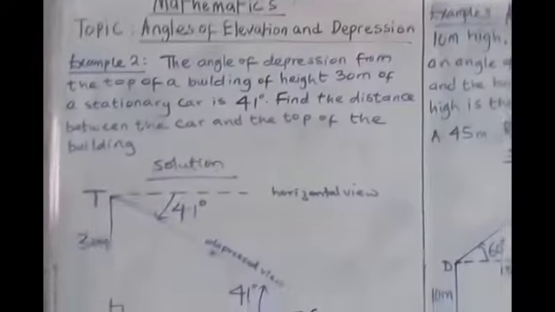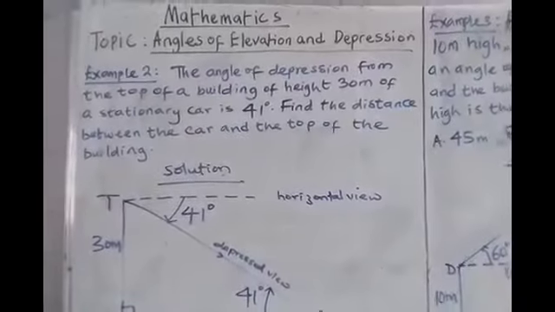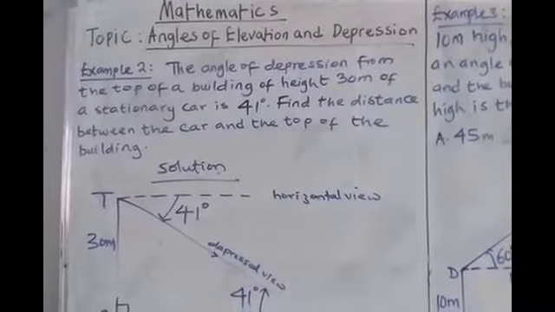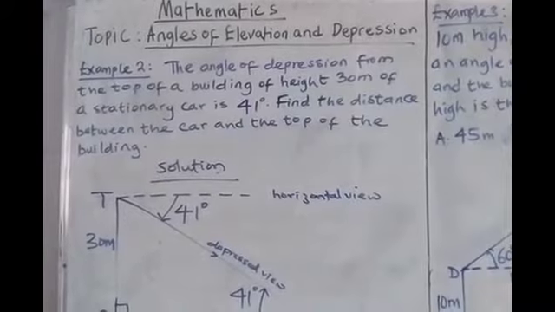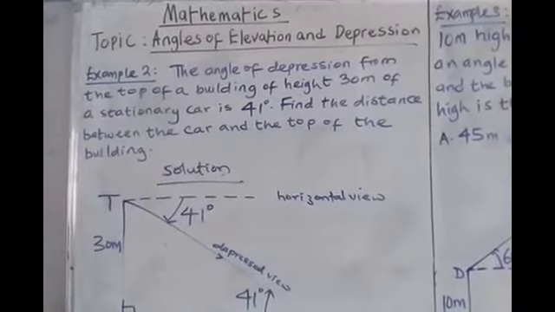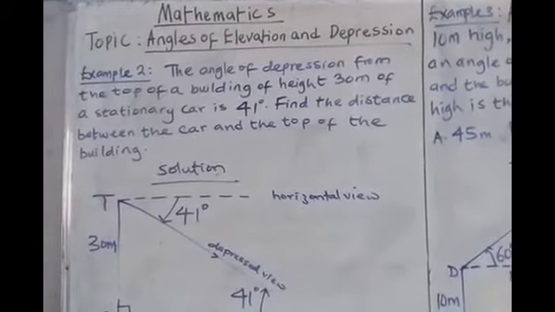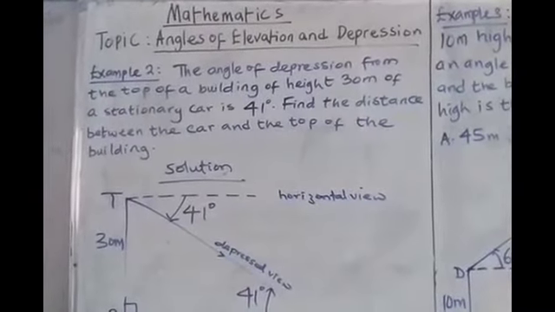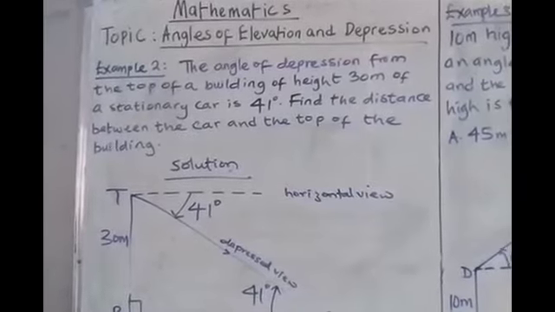Thank you. Looking at our example number 2, the question says the angle of depression from the top of a building of height 30 meters of a stationary car is 41 degrees. Find the distance between the car and the top of the building.